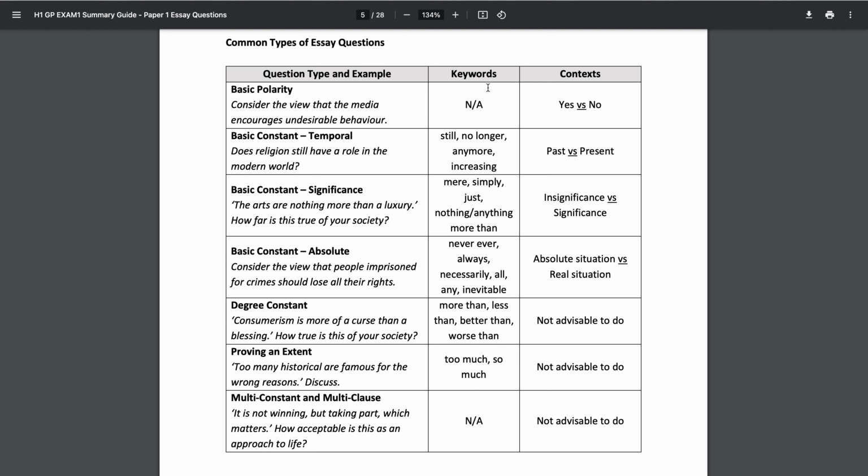Consider the view that the media encourages undesirable behavior. Yes or no. Very simple, right? So your context is always yes or no.